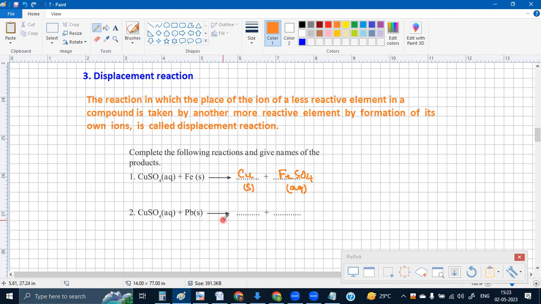The second reaction: obviously here lead is more reactive than copper. So Pb will go with SO4. It is going to become PbSO4. And this is going to give us again copper metal. Just take down all of this. If you have any questions, you can ask me.